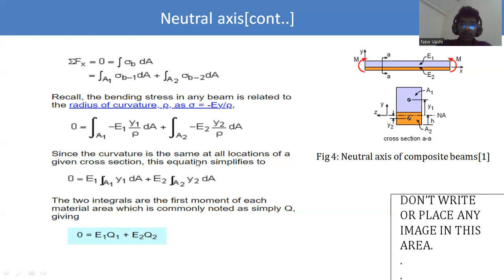Since the curvature is the same at all locations of the given cross section, the equation simplifies to 0 is equal to E1 times the integral over A1 of y1 dA plus E2 times the integral over A2 of y2 dA. The two integrals are the first moment of each material area, commonly noted simply as Q, giving 0 is equal to E1 Q1 plus E2 Q2.